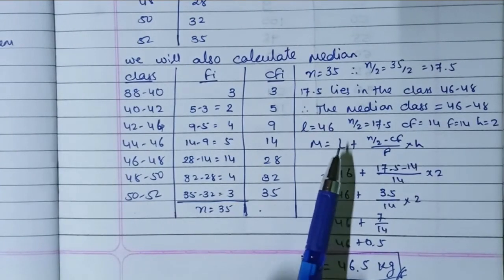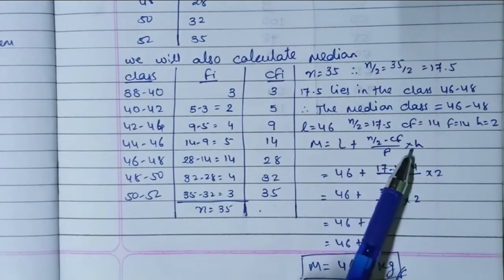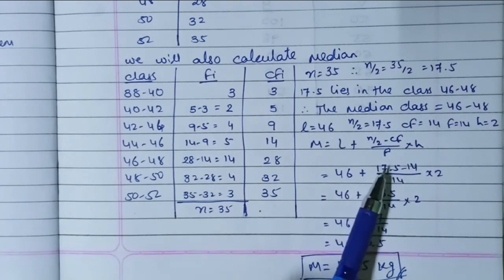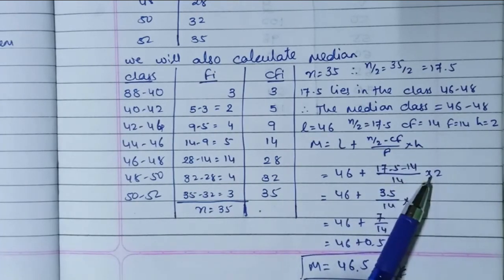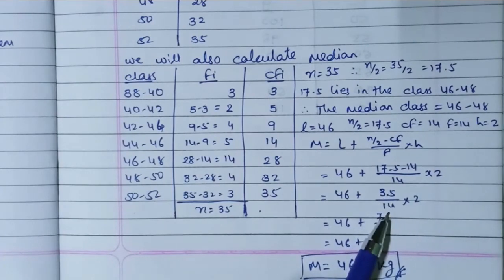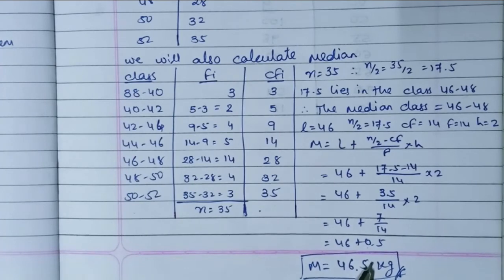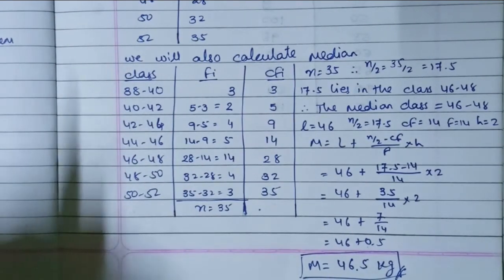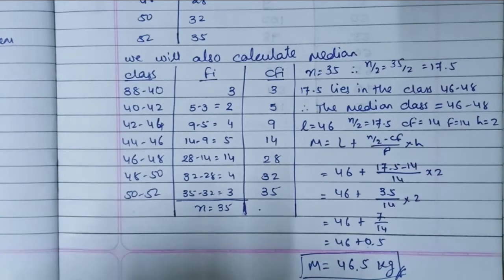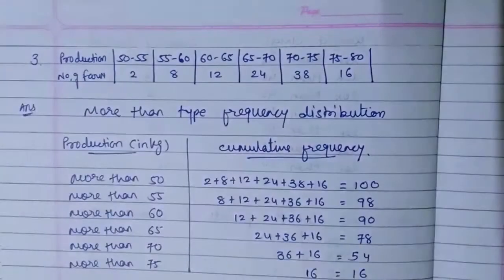As we know, the median formula is L plus (N by 2 minus CF) by f into h. So 46 plus (17.5 minus 14) by 14 into 2. So 3.5 by 14 into 2. 3.5 twos are 7. 7 by 14 is equal to 0.5. So 46 plus 0.5 is equal to 46.5 kg, which we already saw in our graph. So as per the graph method our median is 46.5, and when we calculate from the median formula, it is also 46.5 kg.